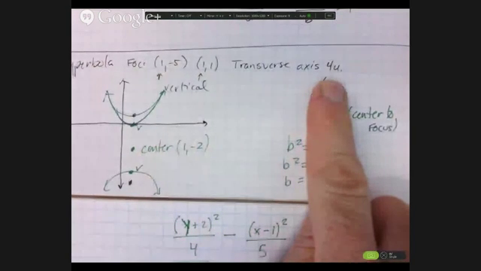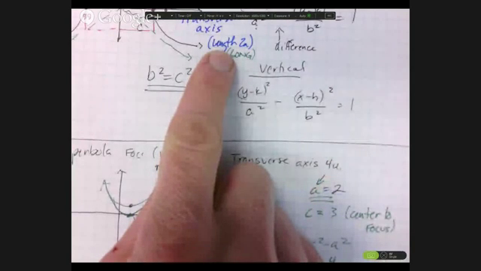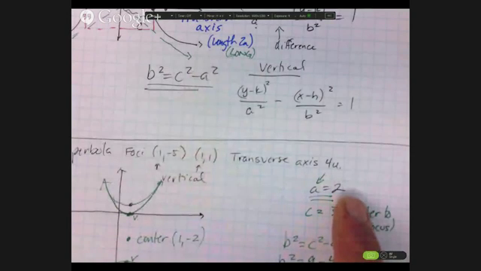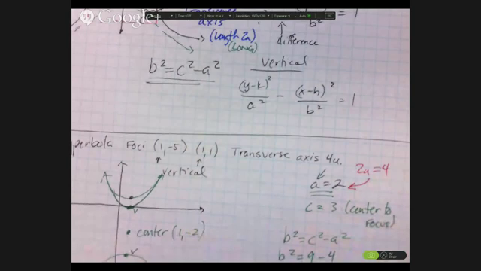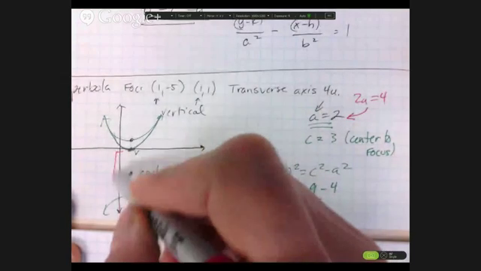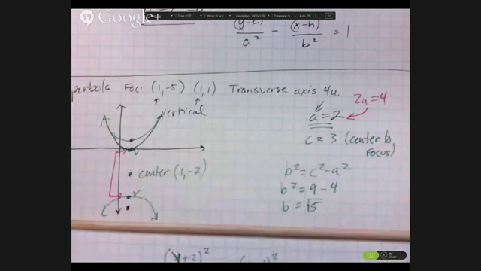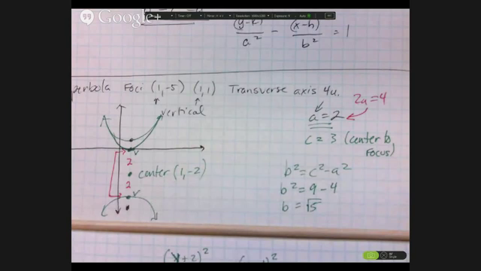The transverse axis is 2 times A. I wrote it up here. So 2A equals 4. A is equal to 2. Do you get it? The transverse axis is from here to here. If it's 4 units, it has to be 2 above and 2 below. That means A is 2. That's graphical.